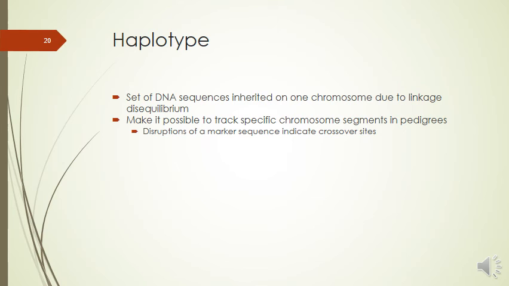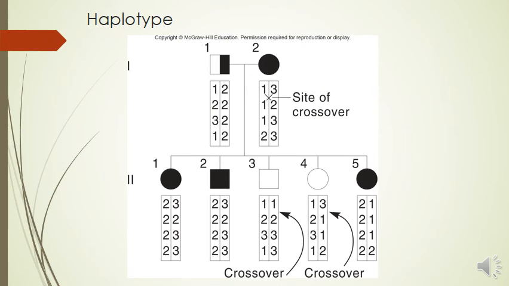In the next slide, you're going to be able to see how it is designated in a pedigree. And the numbers in the bars beneath the pedigree symbols enable researchers to track specific chromosome segments with markers, and disruptions, as I said, would indicate that there was some crossover. And when we take a look at this, we can see what I'm talking about.